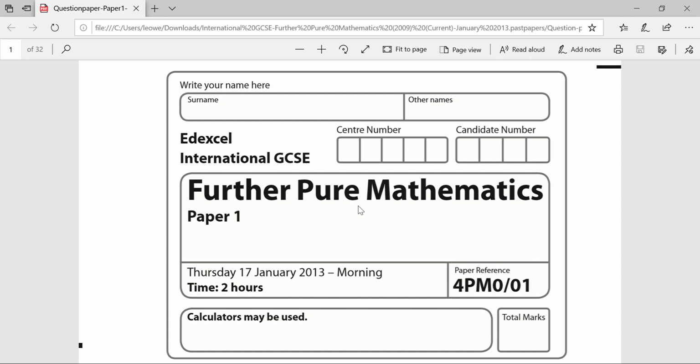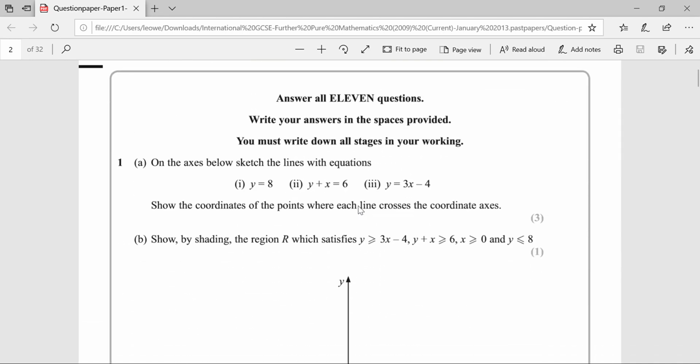So let's get right to it. It says, answer all 11 questions. You must write your answers in the space provided, and so on and so forth. Okay, so this looks like it's a graphing question.